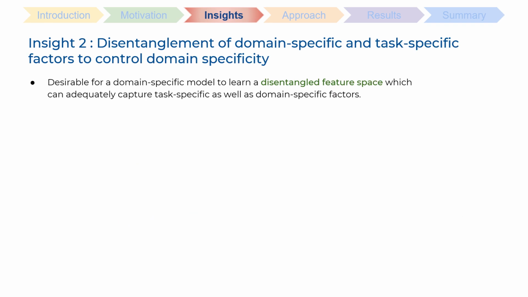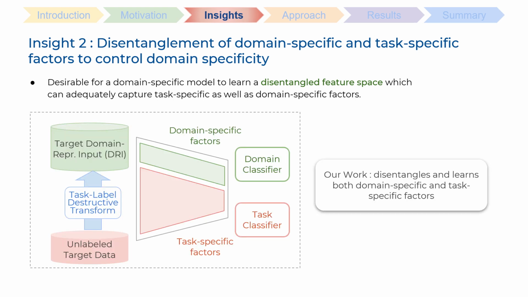Insight 2 states that disentanglement and learning of task-specific and domain-specific factors provides a better way to learn the two factors. Conventional approaches update all the model parameters, which leads to loss of the source domain goal task knowledge. Conversely, our approach disentangles the feature space into domain-specific and task-specific factors and simultaneously learns the two factors. This enables better control over them, leading to improved DA.